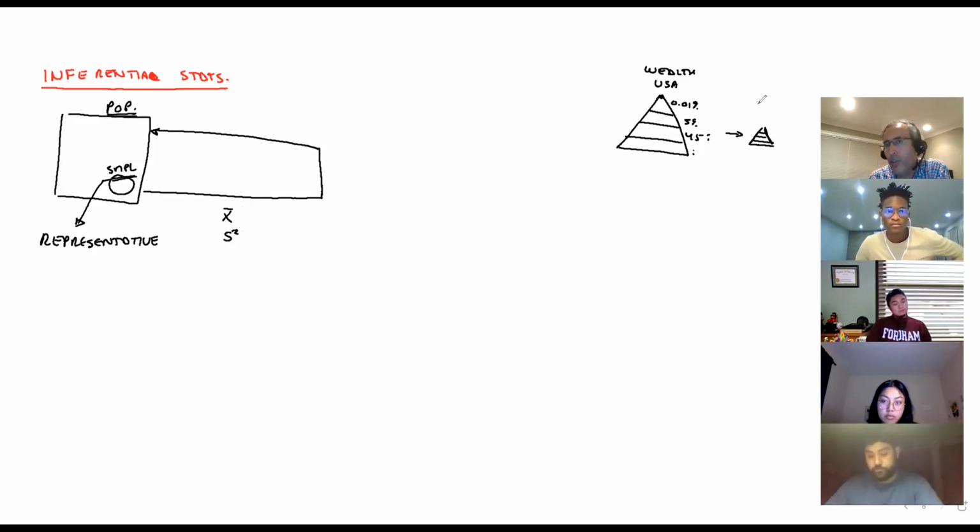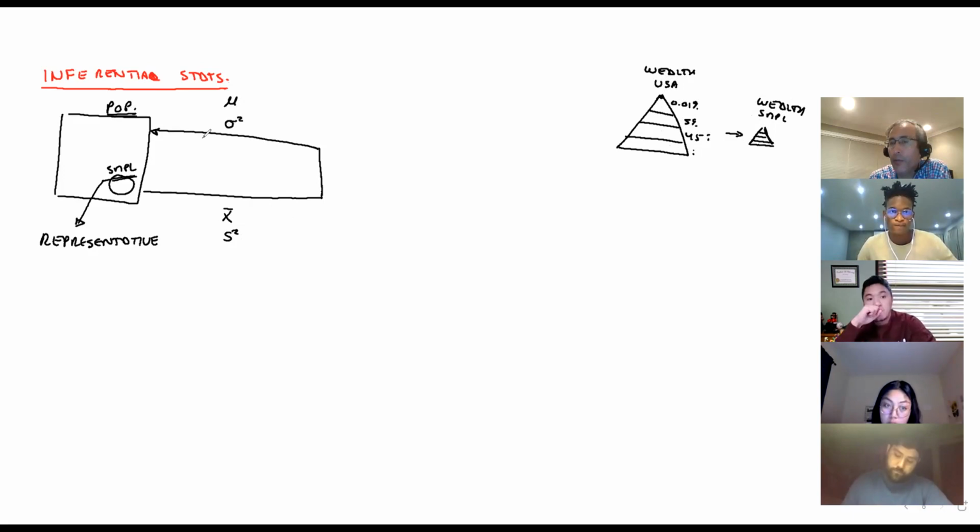Here, when I talk about the wealth of my sample, I'm not interested in the wealth of my sample. I'm interested in the wealth of the USA. I want to make inferences about the population. Got it? So what I'm trying to do is make sense of what the population mean is, what the population variance is, for example. So going from here to here is called inferential statistics.